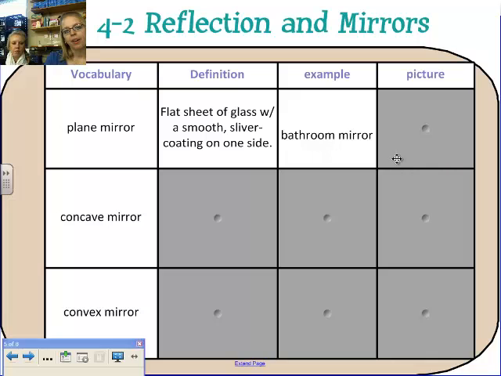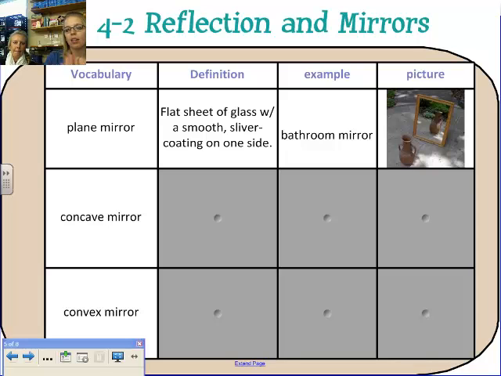So a plane mirror means it's just a flat sheet of glass and it has like a silver coating on one side. So you have glass here and then you have silver on the back side. Well, they used to use silver, but then that tarnished, but now they use some other sort of reflective metal. So your bathroom mirror would be an example of a plane mirror. It's a flat mirror and there's a pretty picture.